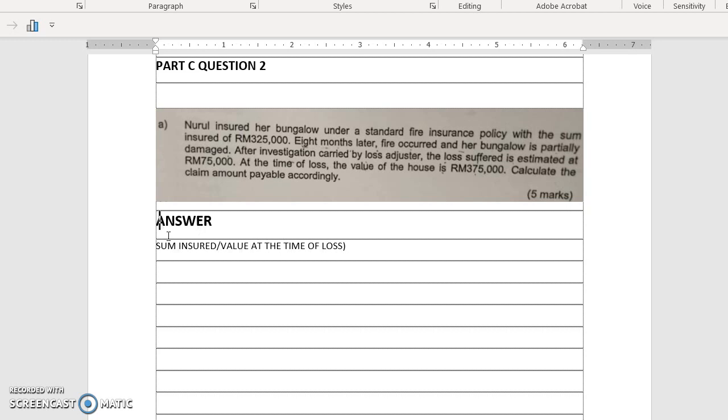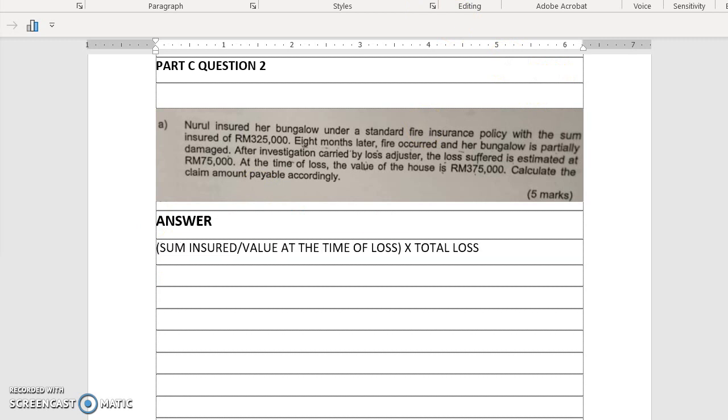So firstly, we calculate the amount of sum insured divided by the value at the time of loss, and then you times with the amount of total loss. This is the formula if the customer insured her asset with one insurance policy: sum insured divided by value at the time of loss times the total loss.